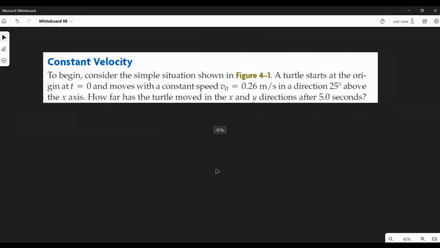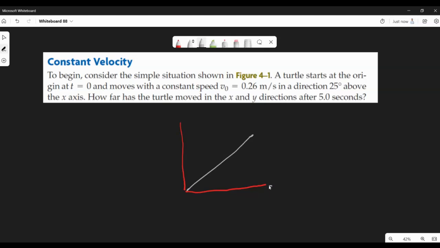So just reading it off to you. We have a turtle, and I want to sketch it for you. Yeah, I know it's a turtle. It's quite strange. This turtle is moving in this direction, at 25 degrees to the horizontal, at 0.26 meters per second, just in case you want to know how fast the turtle actually moves. I'm assuming that's what they're asking here: how far does the turtle move in the X and the Y direction?